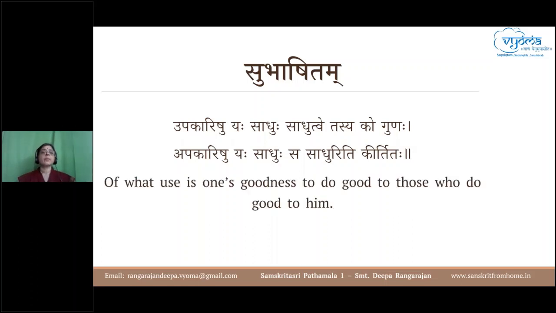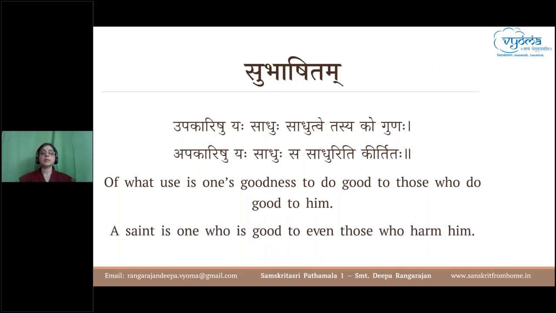What is the meaning? Upakara means help. So those who do help, those who help us, of what use is one's goodness to do good to those who do good to him. So if we are good to somebody who helps us or who does good to us, then of what use is that?